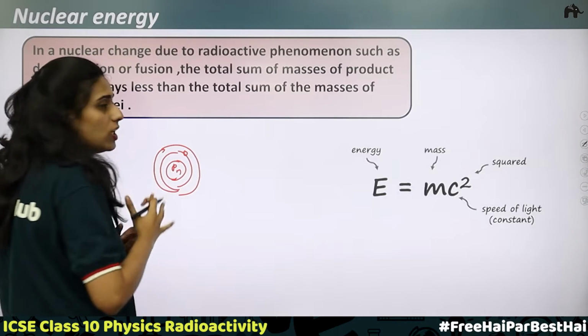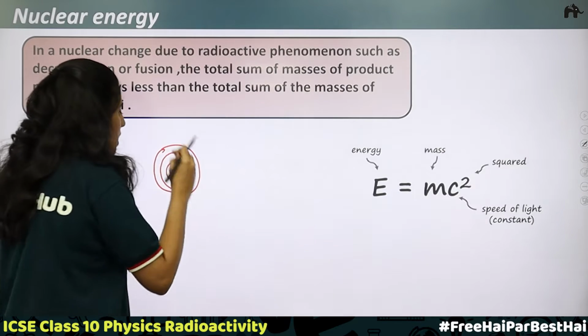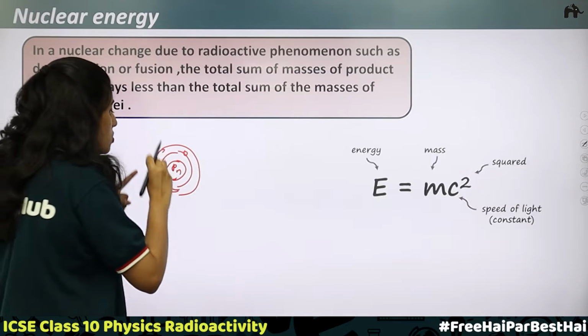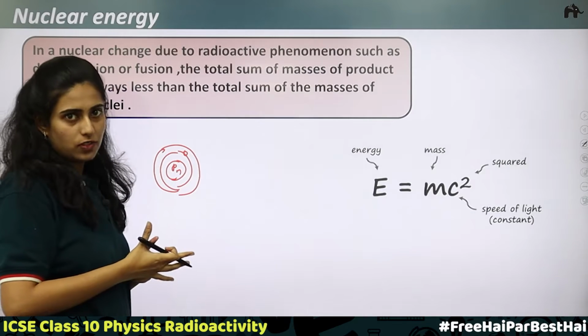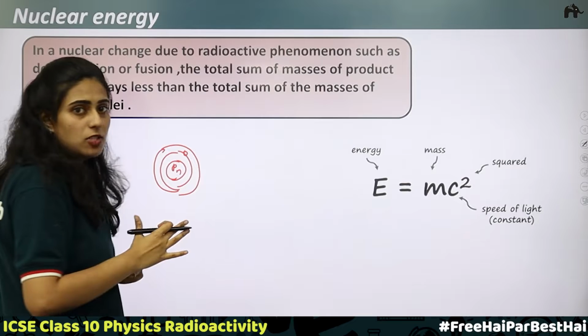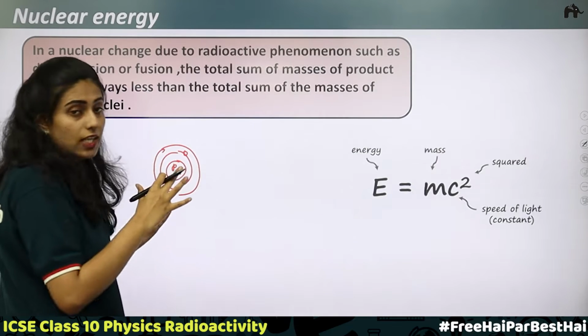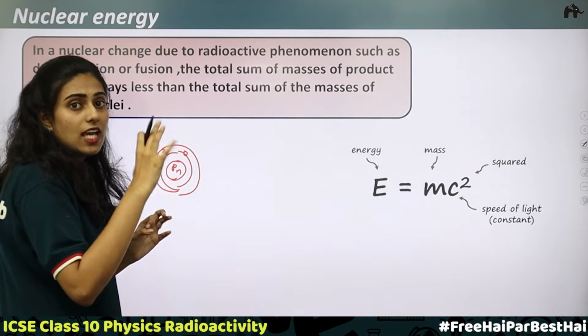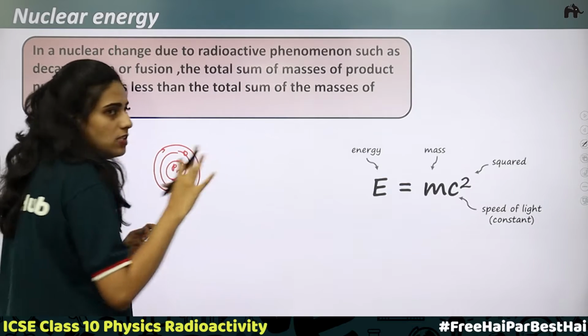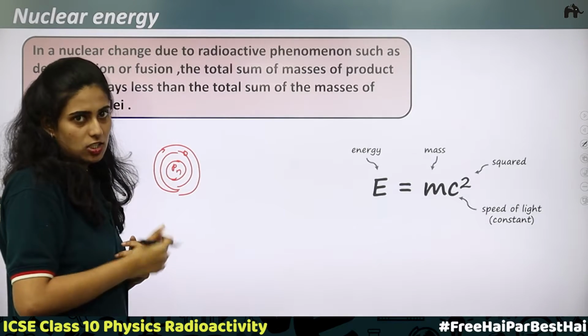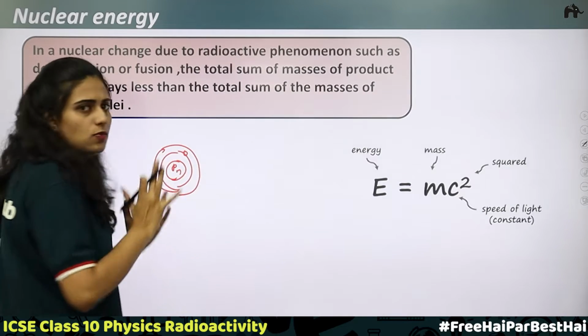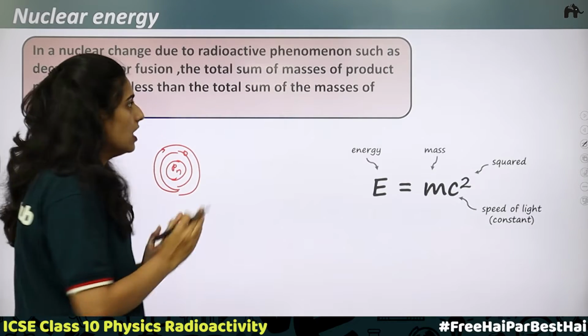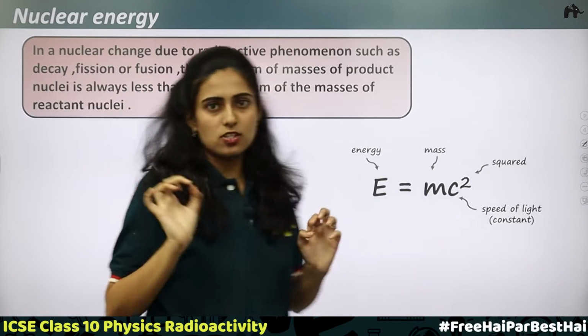What happens during a beta emission? During a beta emission, a neutron is changing into a proton. During a gamma emission, there is no change in the nucleus. Only an excited atom comes to a stable atom, to its ground state, by emitting gamma radiation or a gamma ray photon. So we understood what a nuclear change is, and what happens during it.